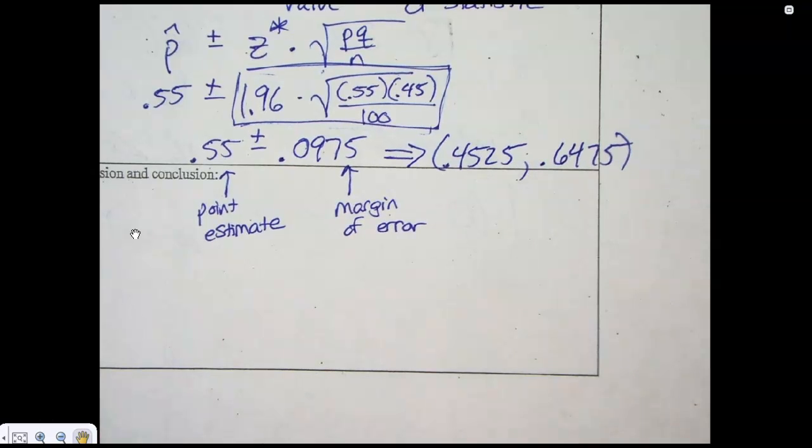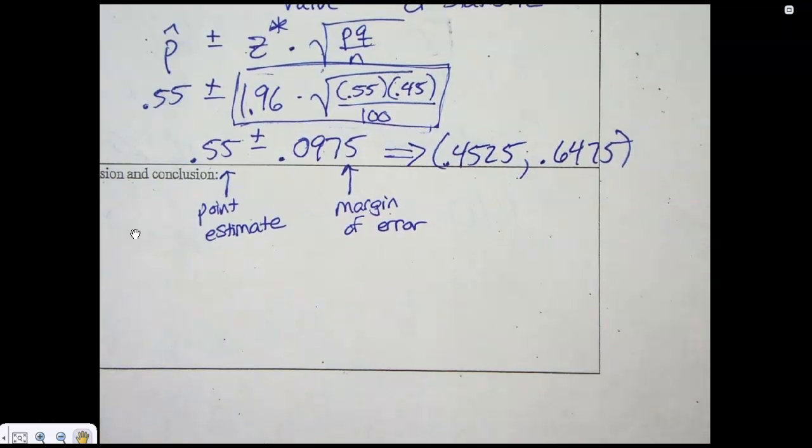Let me ask you, why is that so wide? Why is it not narrow? Why do I have to make it so wide to have confidence in my answer? I didn't take a very large sample, right?